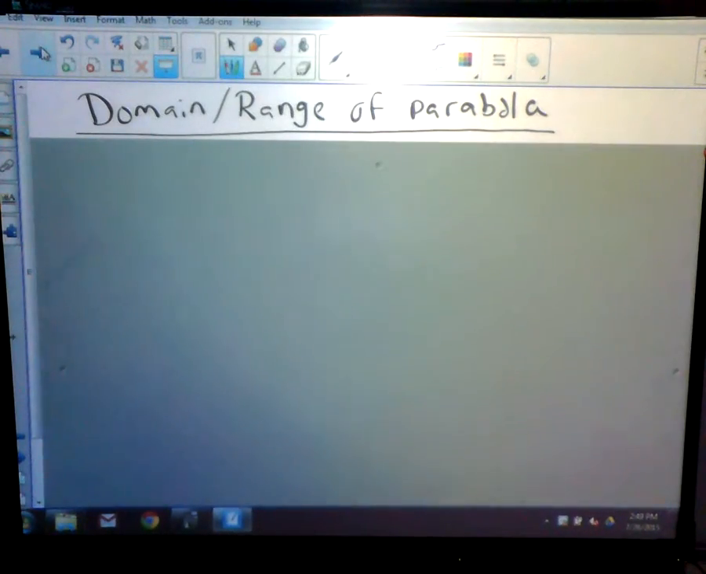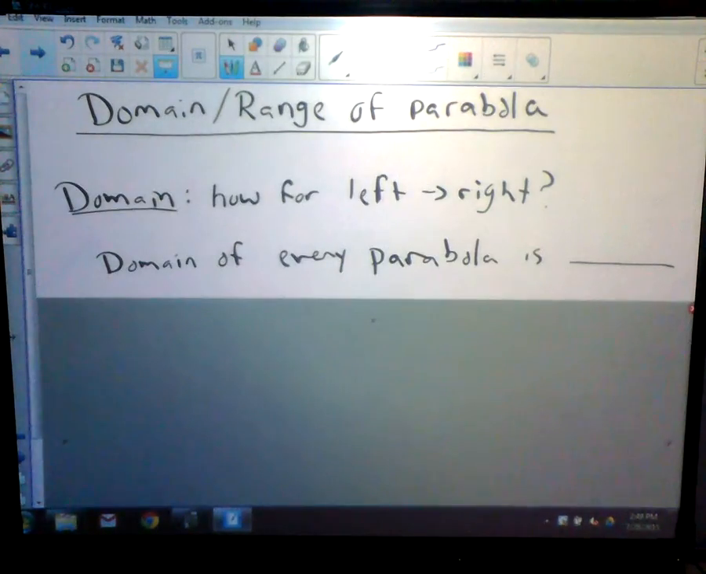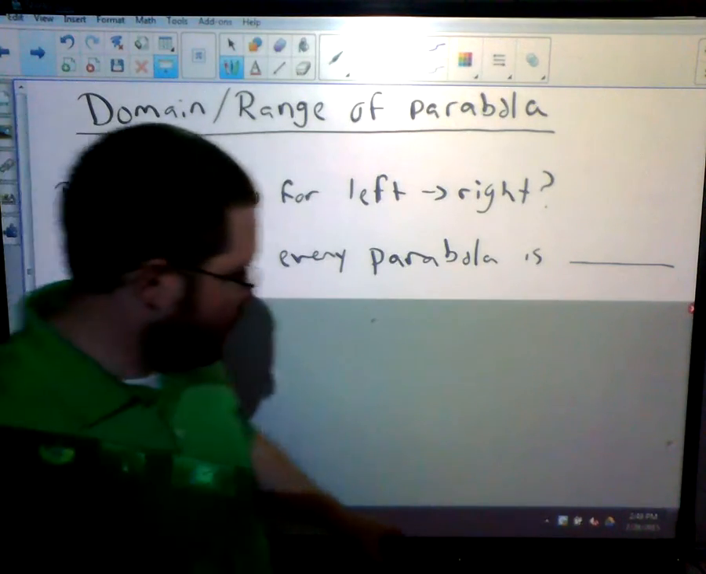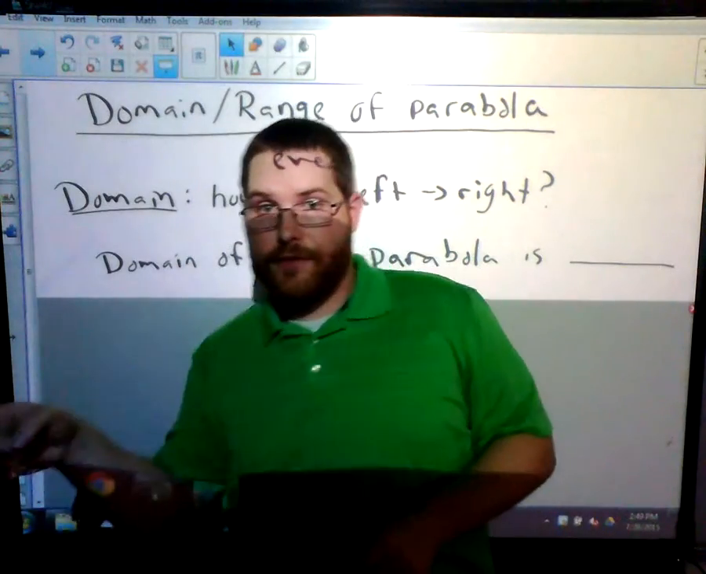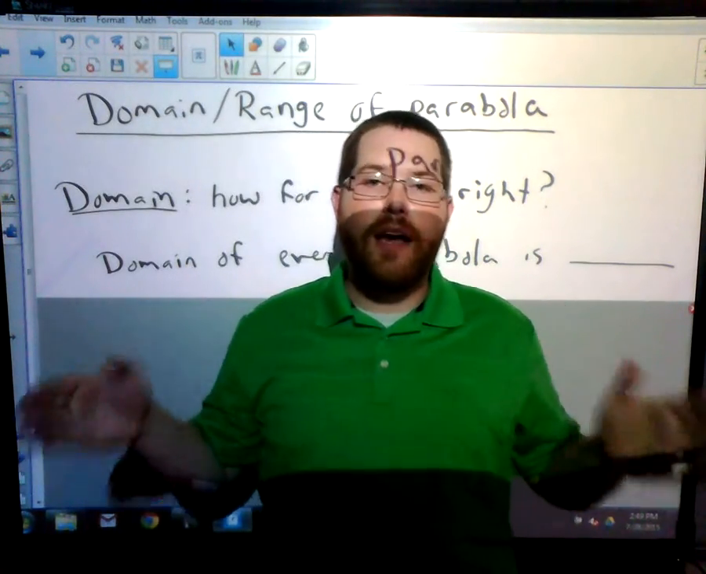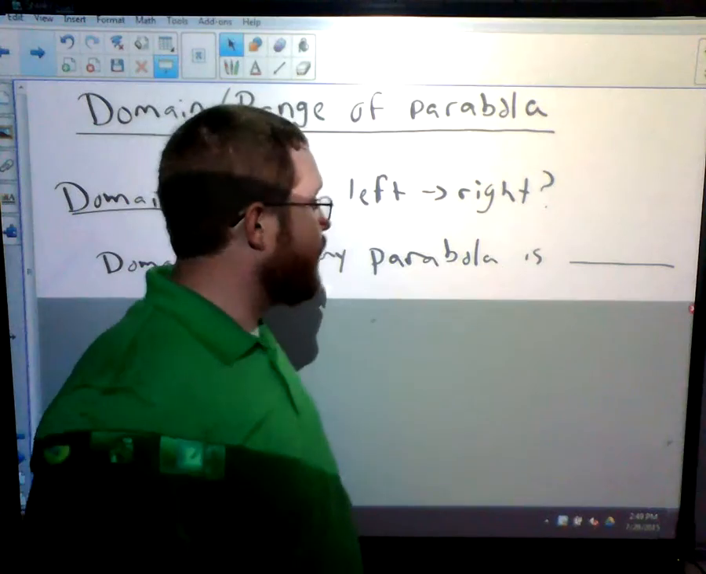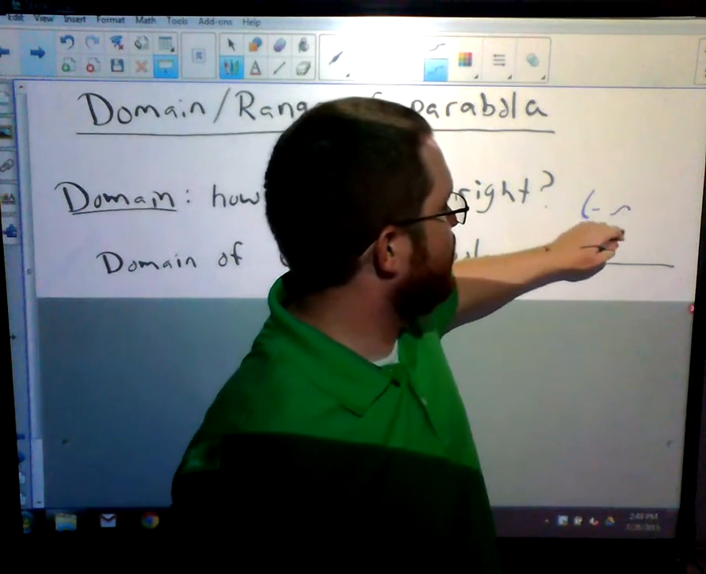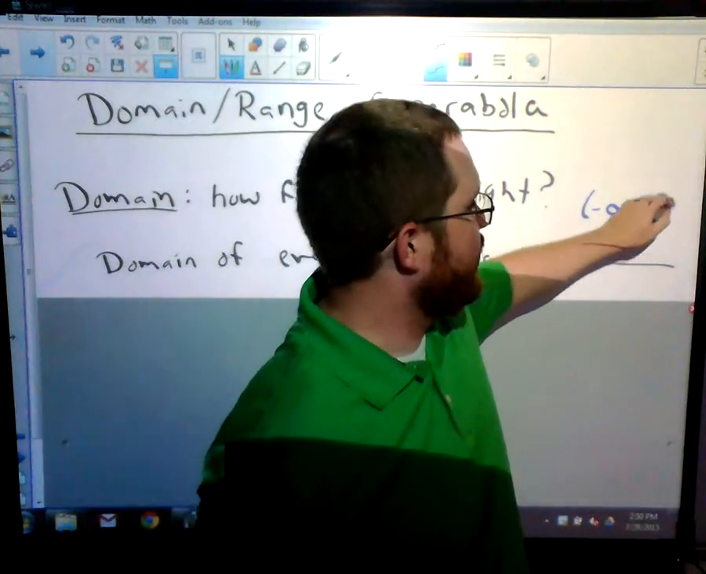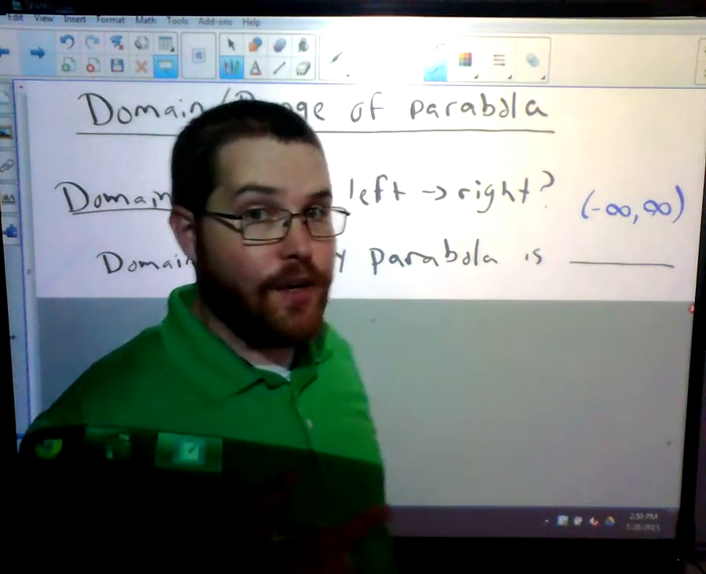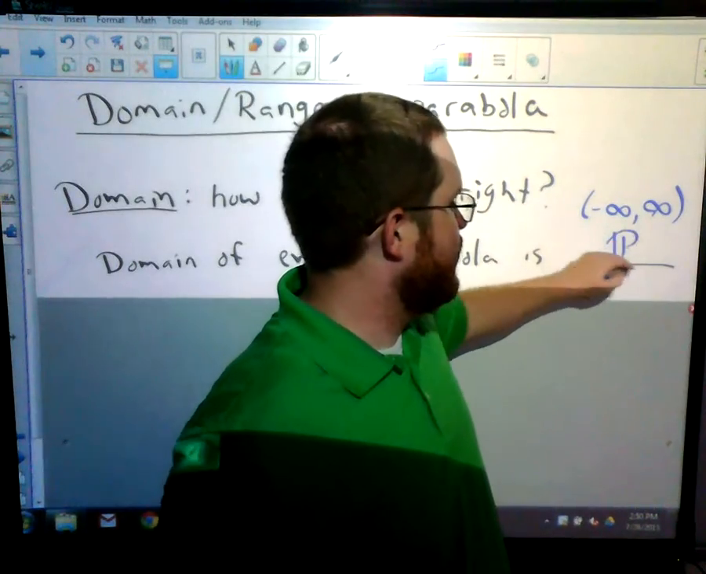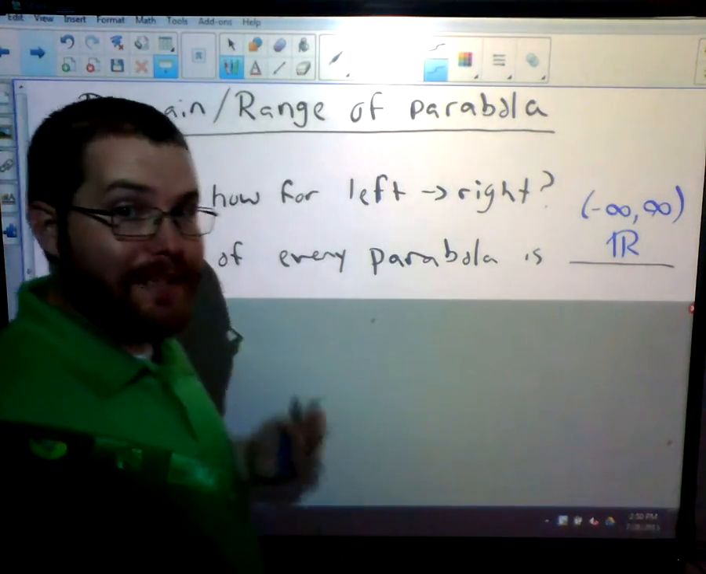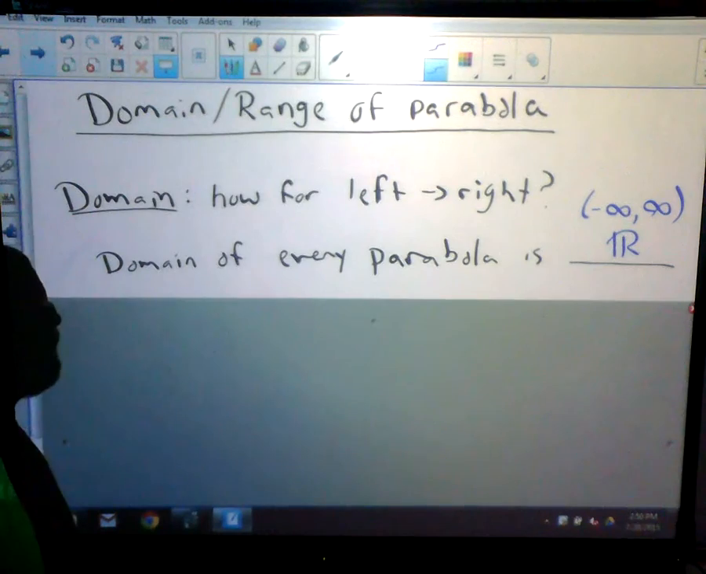What about the domain and range? Well, the domain is how far the thing goes left to right. Since the parabola goes left forever and right forever, there's two ways to write this. You could say it goes negative infinity to positive infinity, meaning it goes left forever and right forever. Or another symbol that means the same thing is this. That means all real numbers. It means everything. So every parabola goes left forever and right forever.